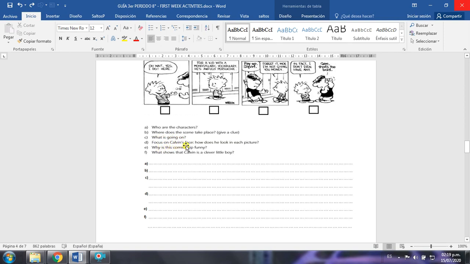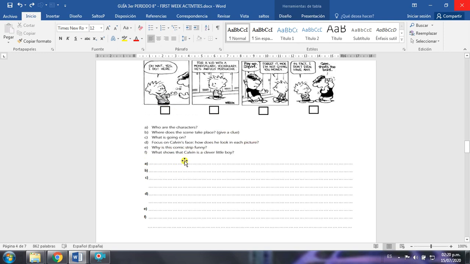Focus on Calvin's face. Analicen la imagen de Calvin. How does he look in each picture? ¿Cómo luce él en estas imágenes? Why is this comic strip funny? ¿Qué es lo que hace a este cómic divertido?